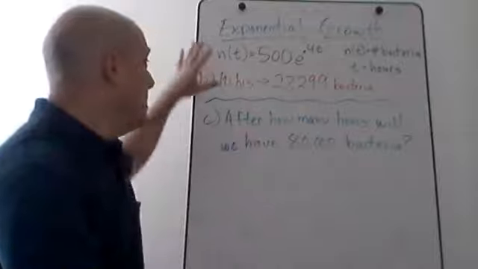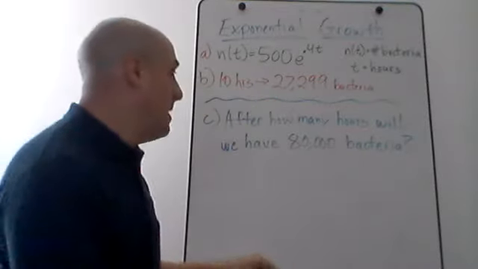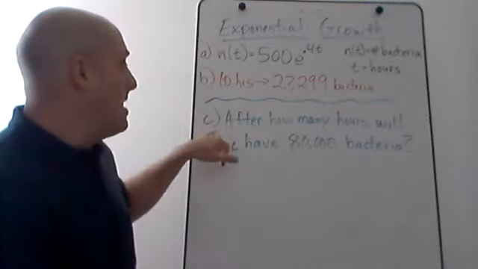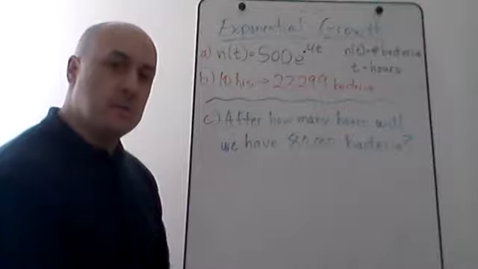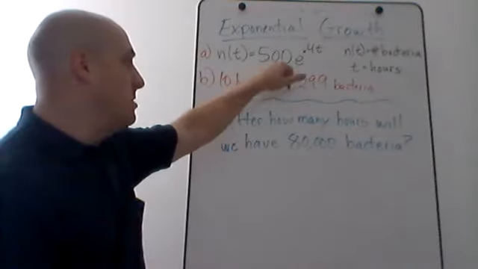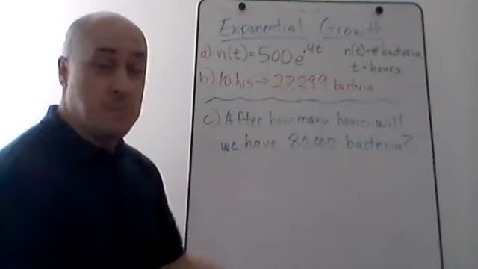So I put the answers for parts A and B up here. After 10 hours, we had 27,299 bacteria. And now part C. After how many hours will we have 80,000 bacteria? So this seems similar to part B. We have our equation already. They give us a number. Let's just plug that number in for t like we did in part B and get our answer.